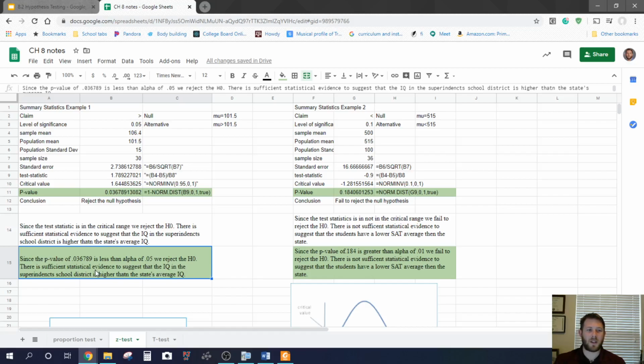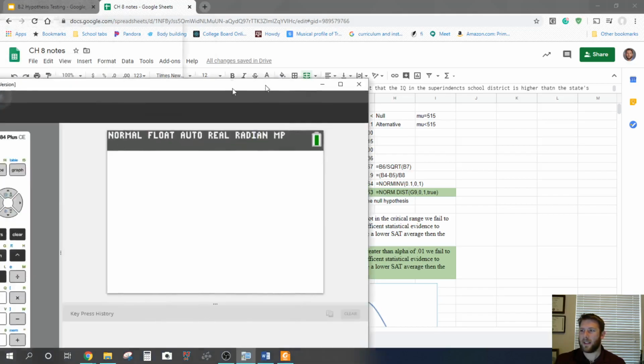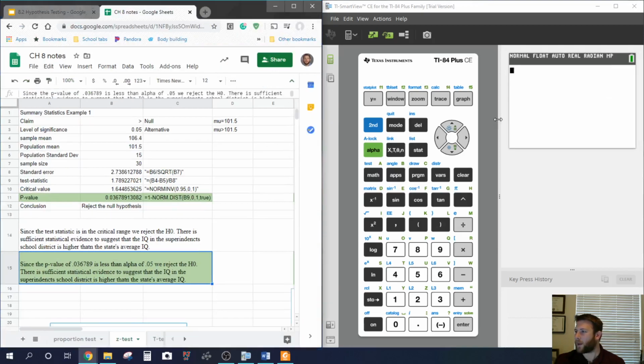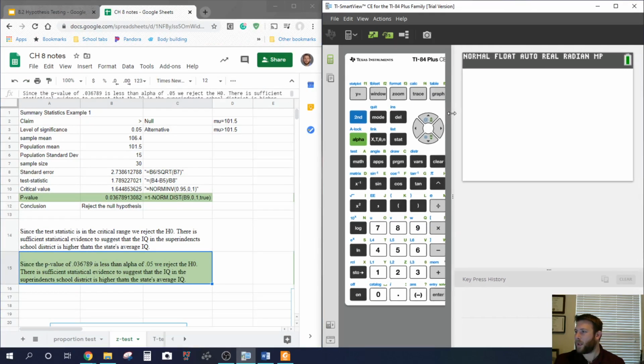There is sufficient statistical evidence, and the rest is the same sentence as before. The only thing that changes is this first sentence. Now, in our TI calculators, the way we're going to do that is, go ahead and move this over here. Let me minimize the calculator just a wee bit.